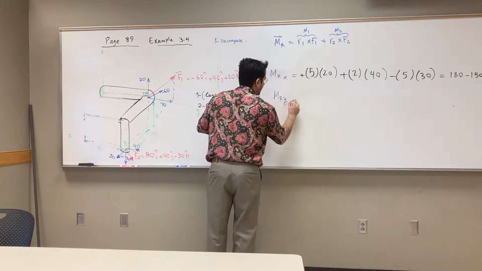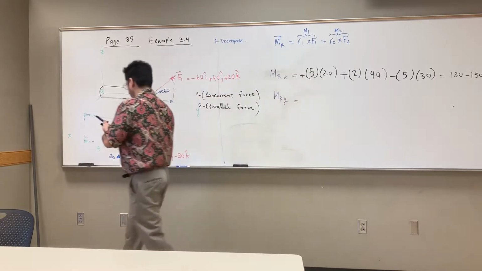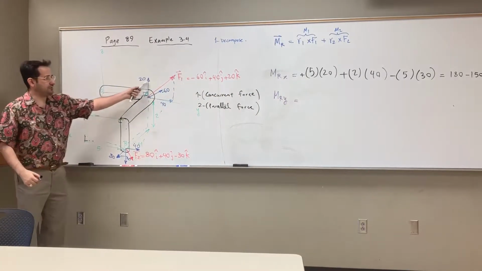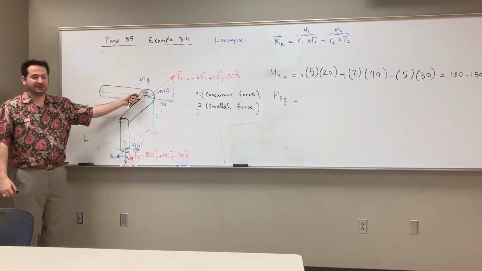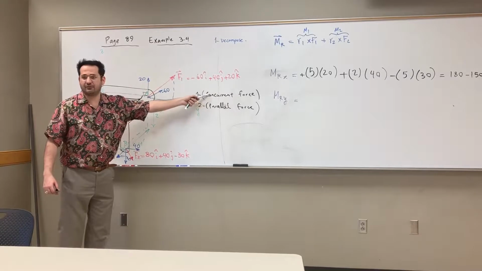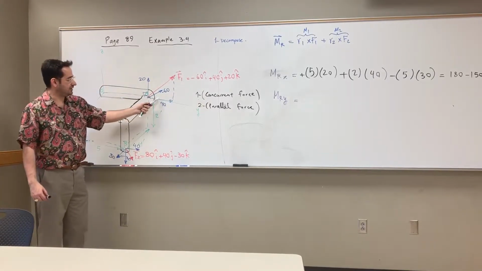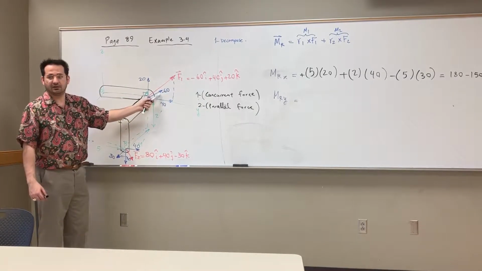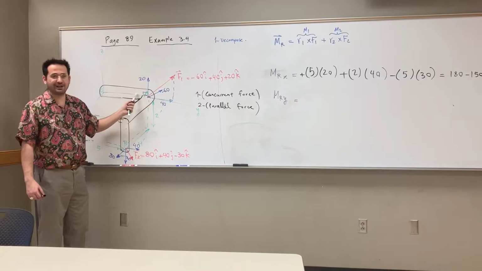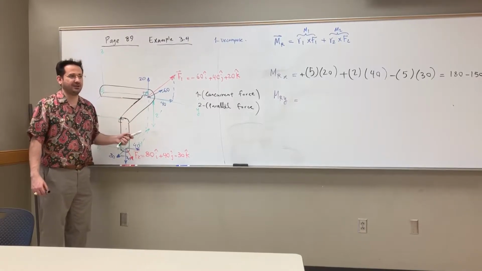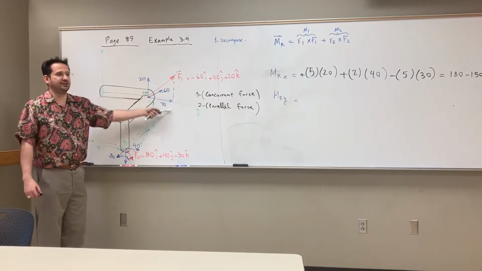Now I change my axis to y. Consider axis y. Let's go to this component. Is it going through axis y? Yes. Concurrent force. Moment is 0. What about this guy? Moment 0. What about this guy? 0. It both goes through that axis and also is parallel to that axis. So you don't do anything here.